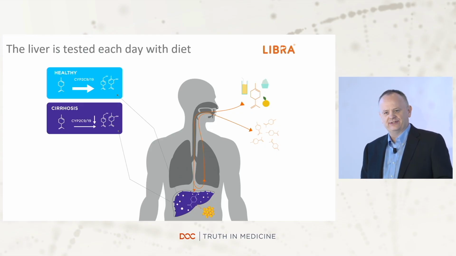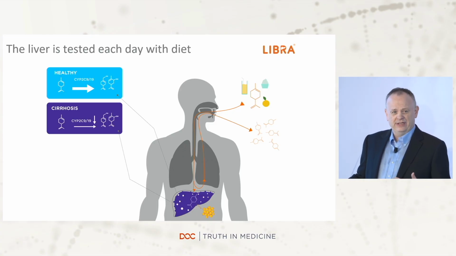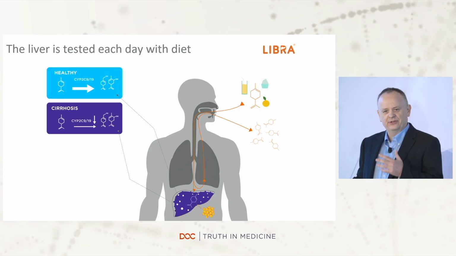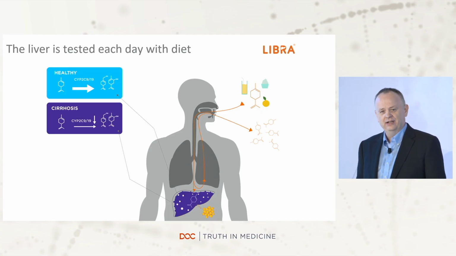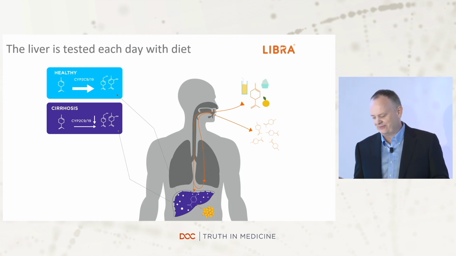Your liver's there to take the chemicals out of your bloodstream and metabolize them away so they're safe. So every time you eat, you are challenging your liver. If your liver's not working very well and you drink a glass of orange juice, instead of those compounds being sucked out of the bloodstream and processed away, they go straight into your circulatory system and are continuously breathed out. So you can make a test with orange juice and a breath test.